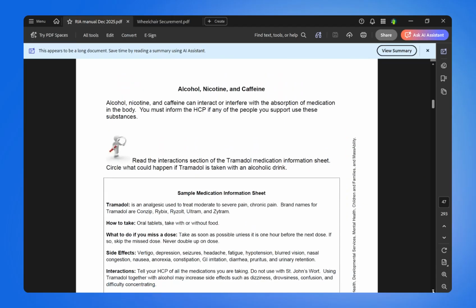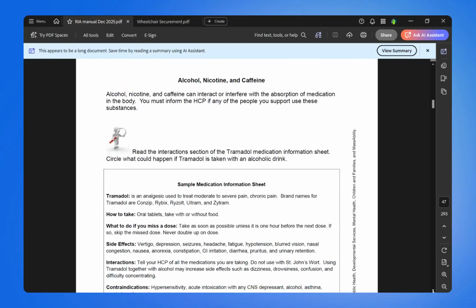Some other things to keep in mind with medication administration is how alcohol, nicotine, and caffeine can interfere with medication. So all three, alcohol, nicotine, and caffeine, can interfere with the absorption of medication in the body. You must inform the healthcare provider if the person that you support uses any of these substances.